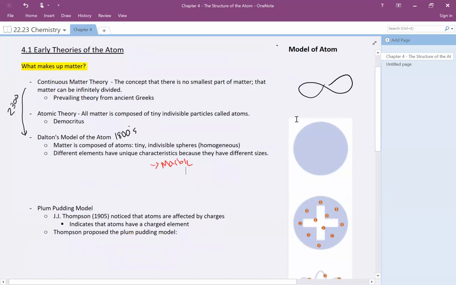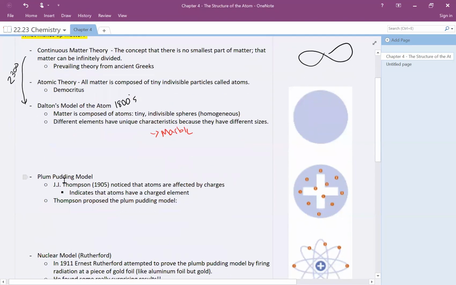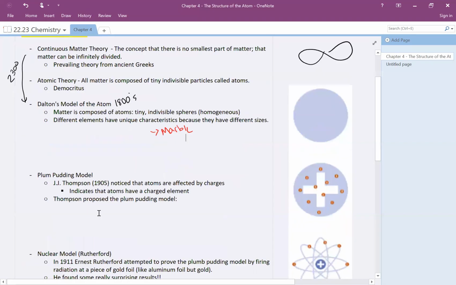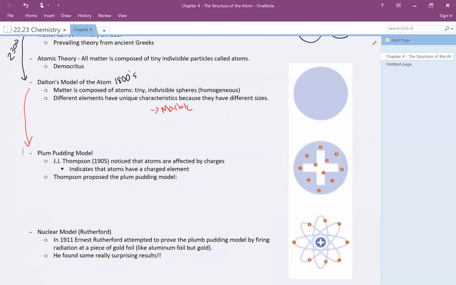Well, this was better than continuous matter theory, but another 100 years later, so look at this jump. We go 2,300 years to go from one theory to the next, and then only a mere 100 years to get from Dalton to J.J. Thomson's plum pudding model. Well, J.J. Thomson noticed that atoms are actually affected by charges. He did this by firing some charged particles out of what's called a cathode tube. So the cathode tube shoots charged particles at atoms, and he noticed that atoms were affected by these charged particles from the cathode tube.